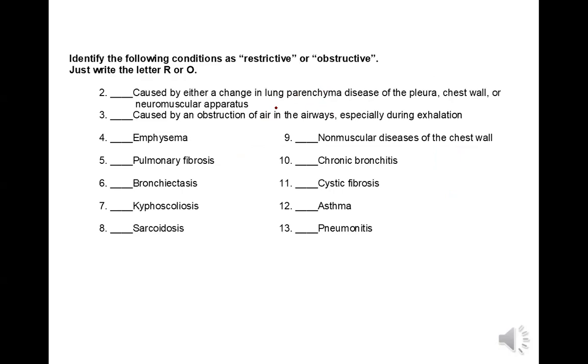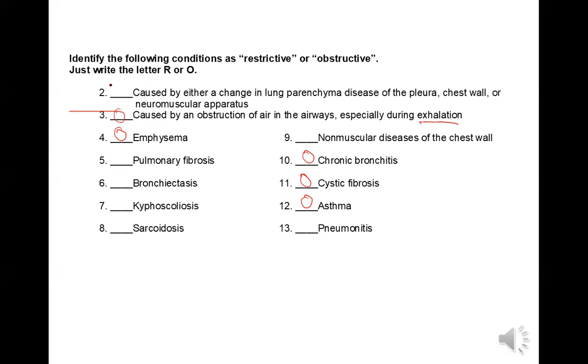So these are conditions that could be caused by obstructive or cause obstructive problems. Right away, you know the obstruction of an airway, of course, especially during exhalation. Emphysema, obstructive. Chronic bronchitis, obstructive. Asthma, obstructive. So that's your COPD, right? Those 3 conditions. Cystic fibrosis is obstructive, like the mucus we talked about before.